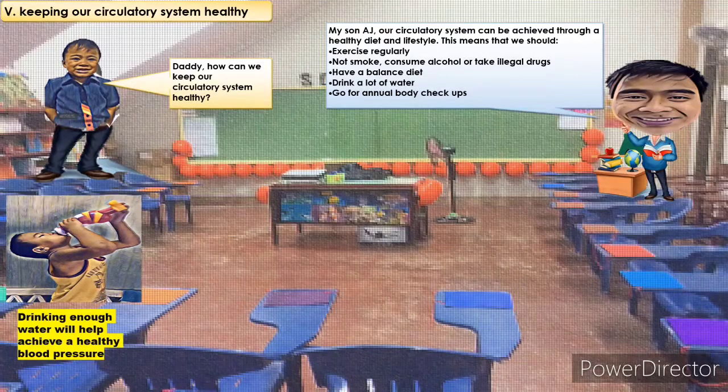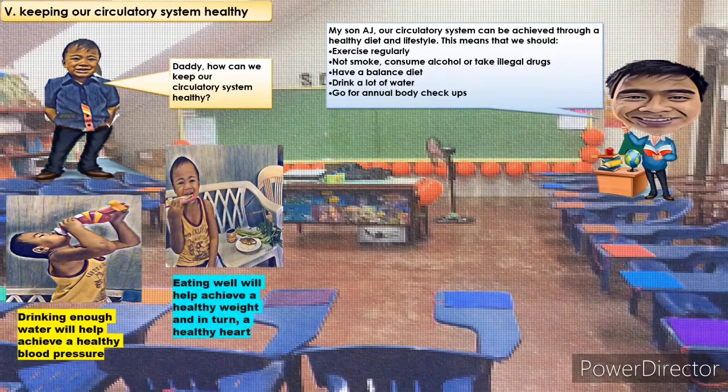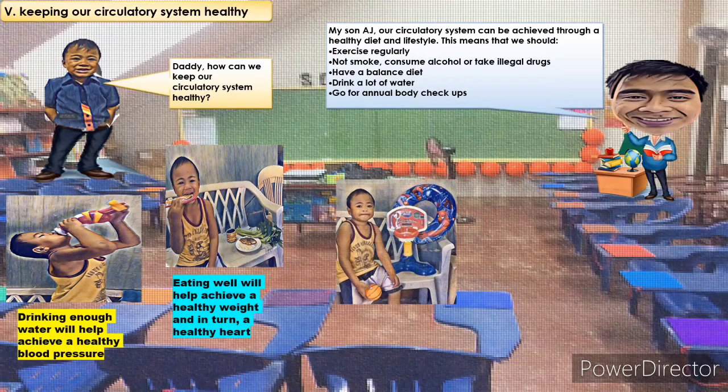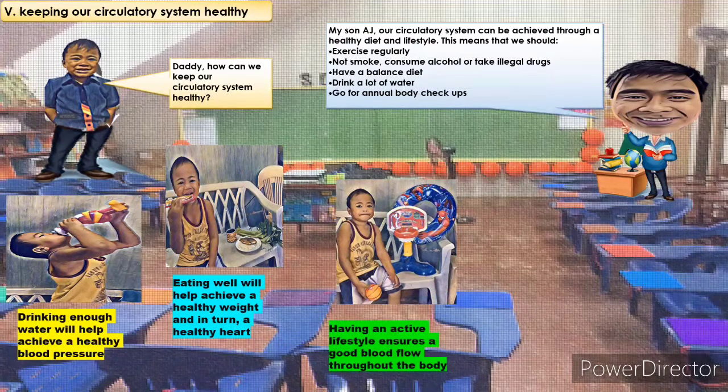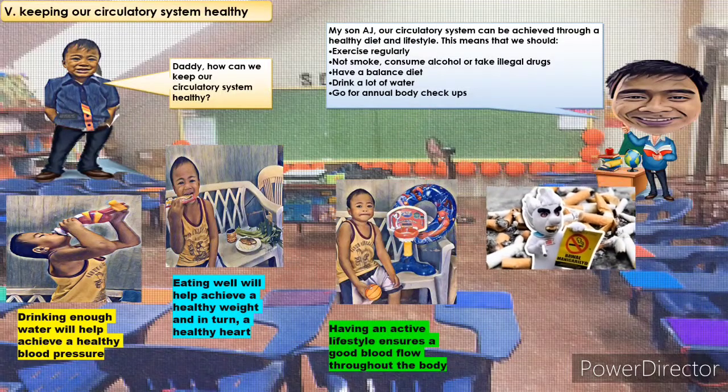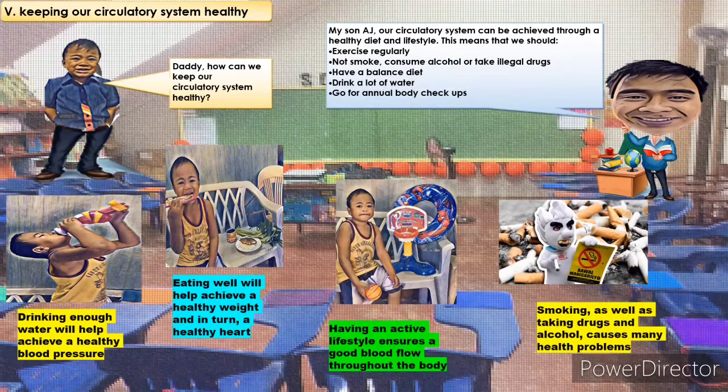Drinking enough water will help achieve a healthy blood pressure. Eating well will help achieve a healthy weight and in turn, a healthy heart. Having an active lifestyle ensures a good blood flow throughout the body. Smoking as well as taking drugs and alcohol causes many health problems.